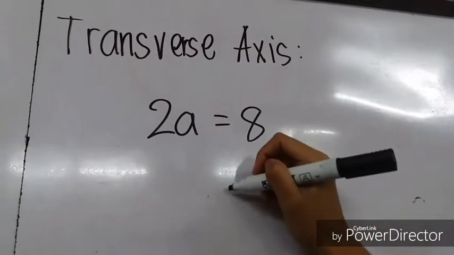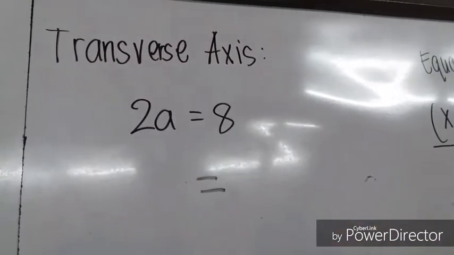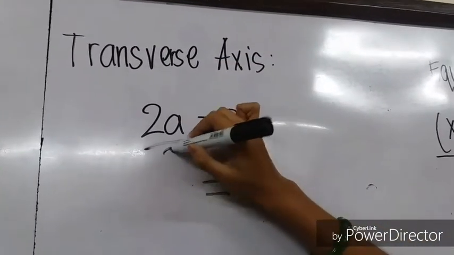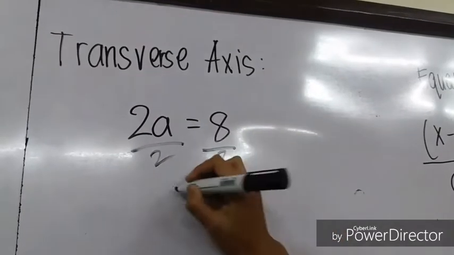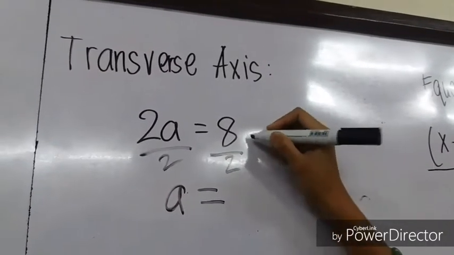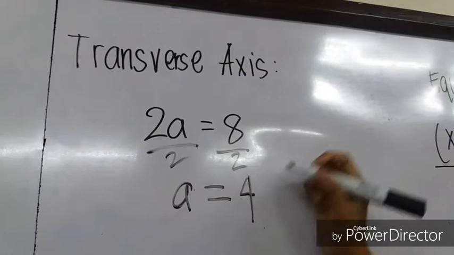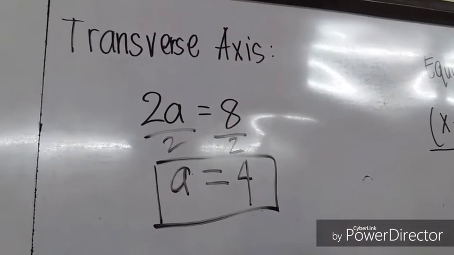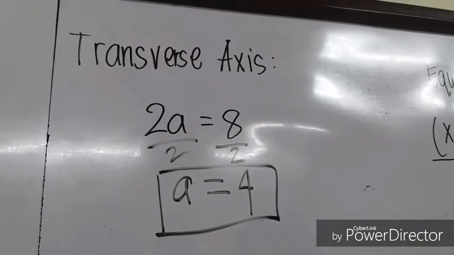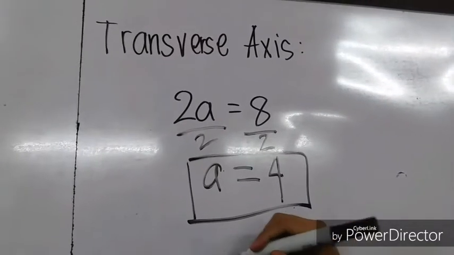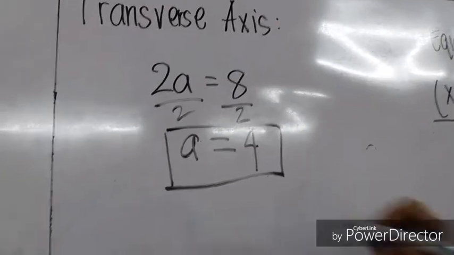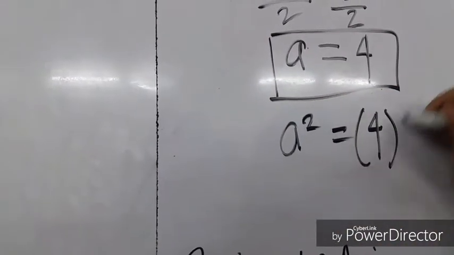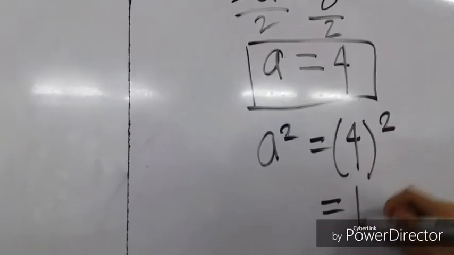So in order to make this only a, we're going to divide 8 by 2. So 8 divided by 2 equals 4. So this will be the length of one part of the transverse axis. So what we're going to find here is a squared. So a squared is equal to 4 squared.